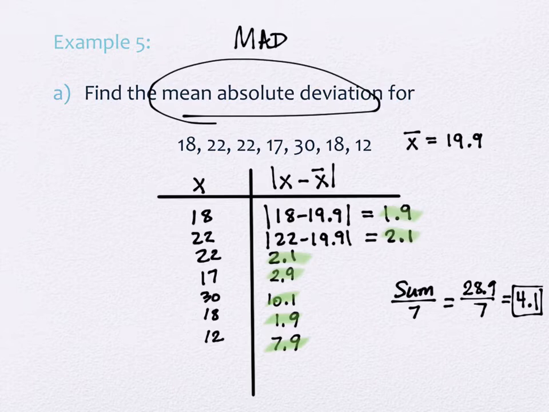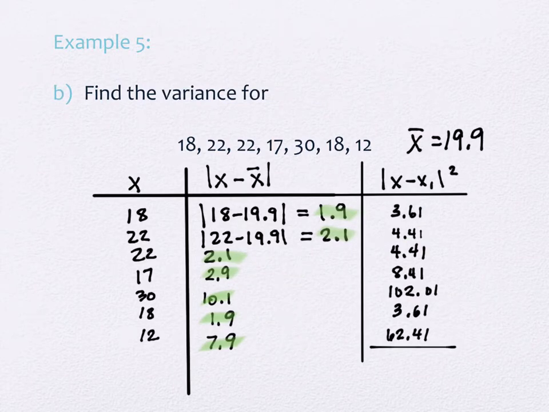That's step 5. So we're going to add 3.61 plus 4.41, another 4.41, and then 8.41, 102.01, 3.61, and 62.41. The total that I got was 188.87.